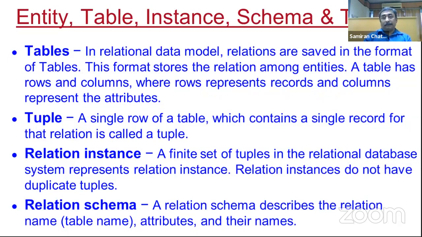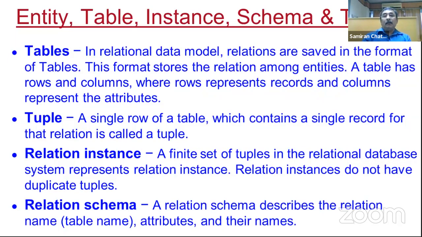Now, in the relational data model, or rather a relational database, tables are the primary things. I mean, every piece of information we store is in terms of tables. These tables store formally relations, but informally they store information about entities plus the relationships among entities. And a table naturally has rows and columns.